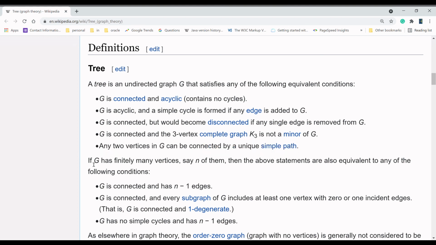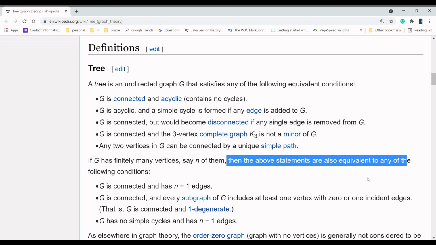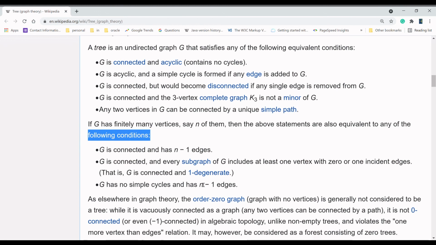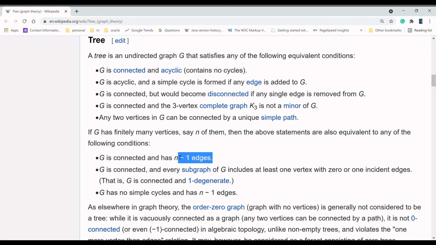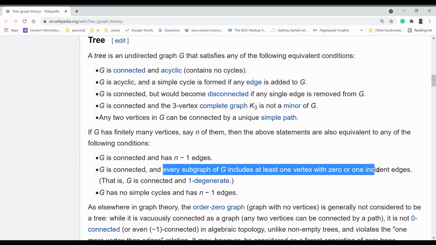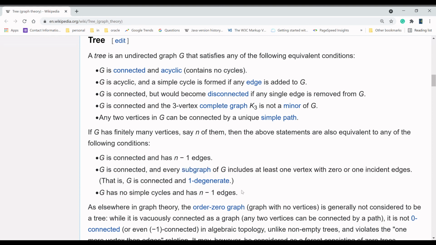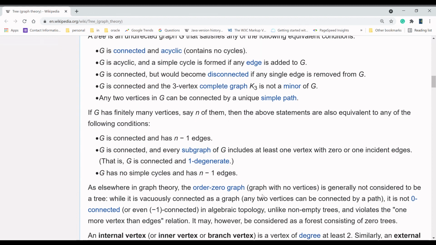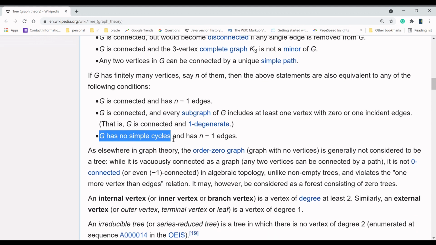If G has finitely many vertices, say n of them, then the following statements are equivalent to any of the following conditions. G is connected and has n minus 1 edges. If G is connected, every subgraph of G includes at least one vertex with zero or one incident edges, so G is a connected one-degenerate graph. G has no simple cycle and has n minus 1 edges. That is very simple.